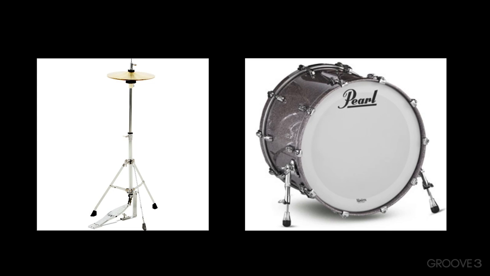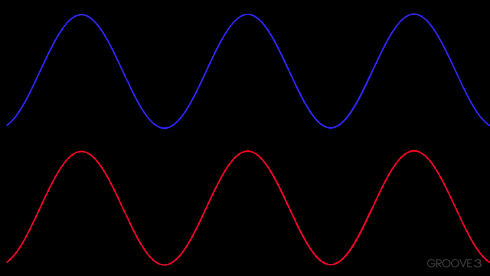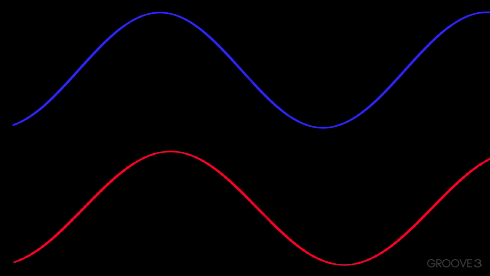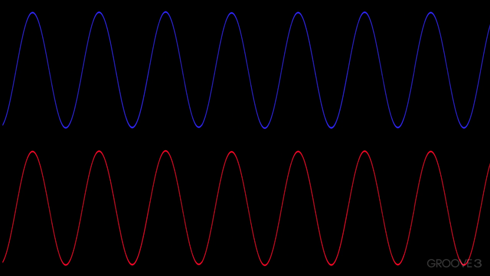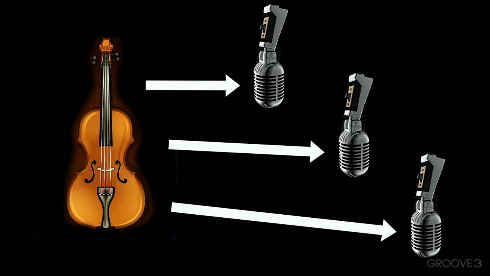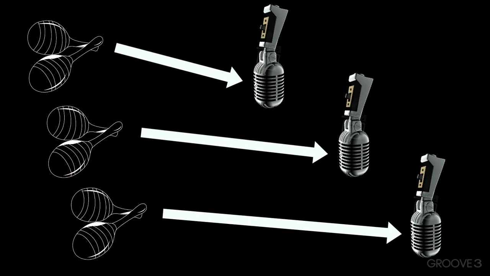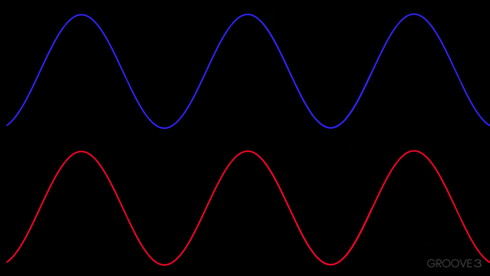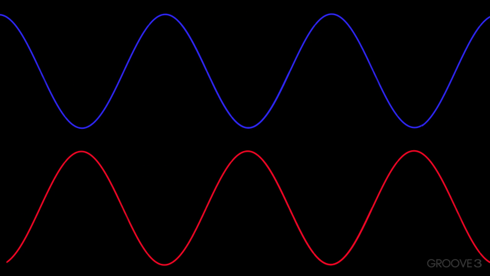Which brings up another point. The phase relationship between two signals matters more with low frequency information than it does with high frequency sources. So it's more important to line up our bass tracks, if we're using more than one, than it is to line up multiple shaker microphones. And phase cancellation will be more noticeable in the low end.